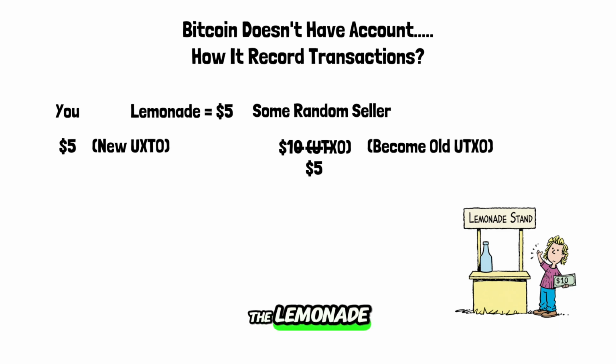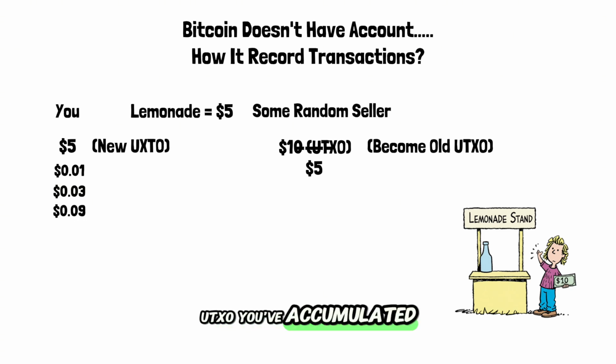When you buy the lemonade, the transaction spends that UTXO by first sending to the vendor and then breaking it down. The $5 goes to the seller as a new output, and the other $5 comes back to you as another UTXO. Now you have this UTXO of the remaining $5, and other UTXOs you've accumulated from transactions until spent.